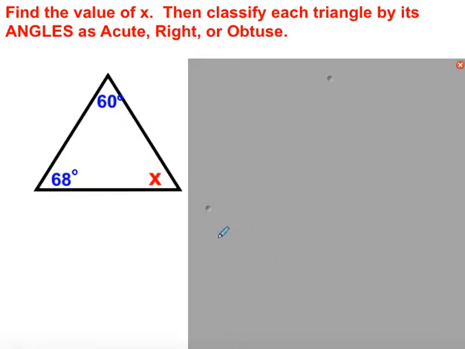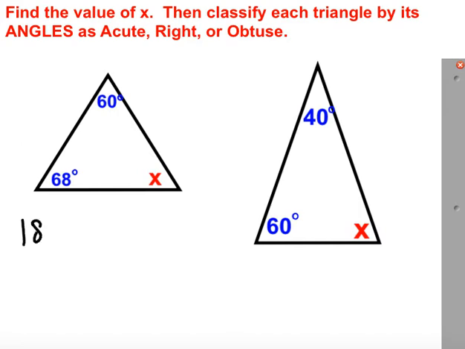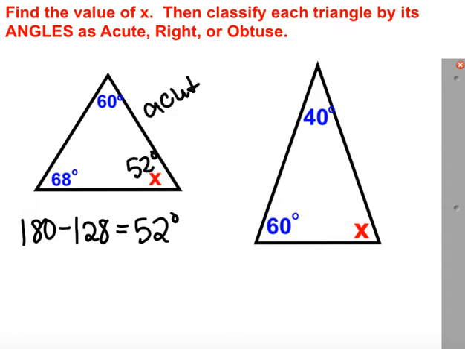Okay, so here are some other examples that you can try out. Also, try classifying them as acute, right, or obtuse. So if you want to stop the video for a second and try that out for yourself. But what we're going to do is 180 minus 128, which is going to be 52 degrees, which means all of these are under 90 degrees, so this is an acute triangle.